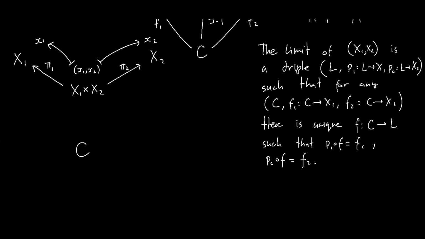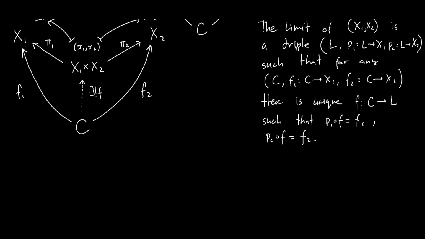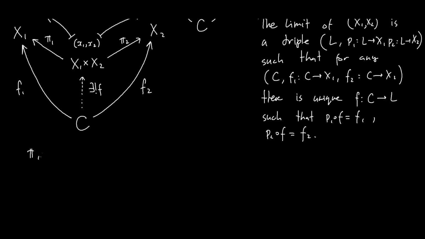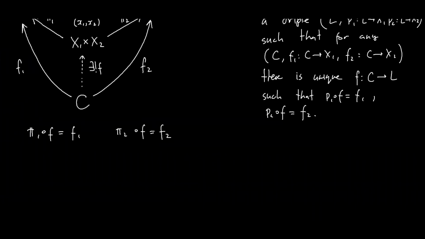And the condition we need to check is that if I have another set with two functions, f1 and f2, there will be a unique function f having the property. So once again, I'm not saying here that there is only one function from C to the product. I'm just saying there is one with the requirement that pi1 composed with f equals f1 and pi2 composed with f equals f2. And once I spell out these requirements, I will indeed see that such a function is unique, and it does exist.